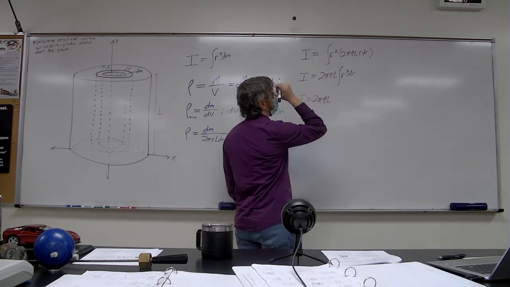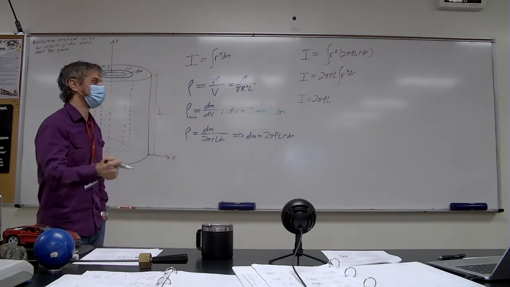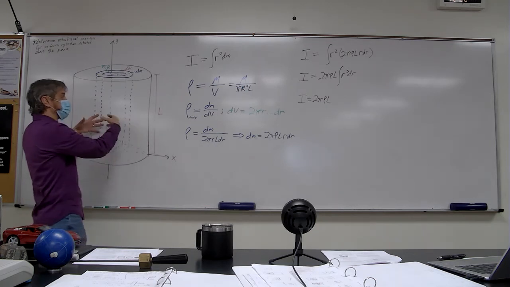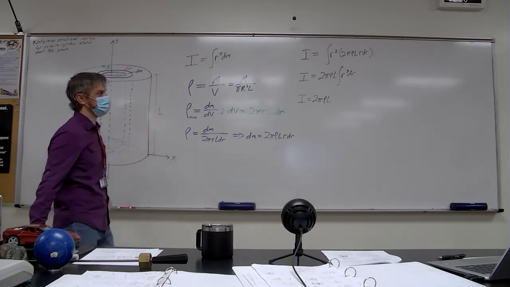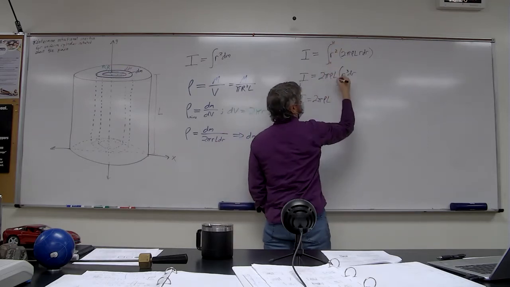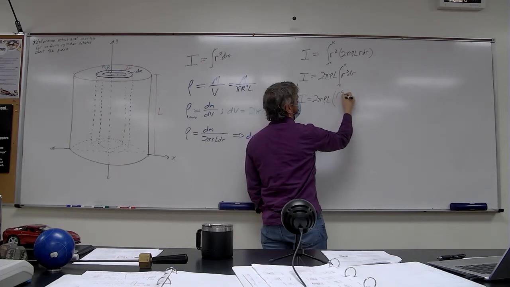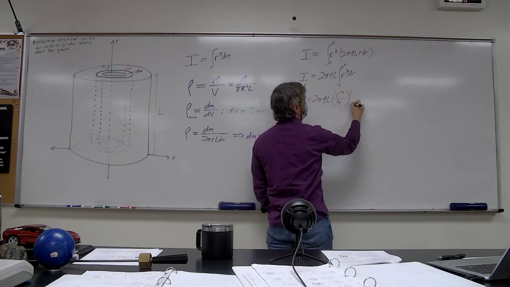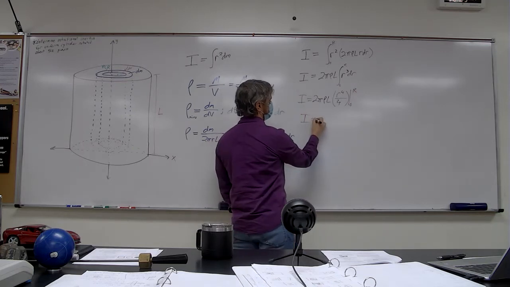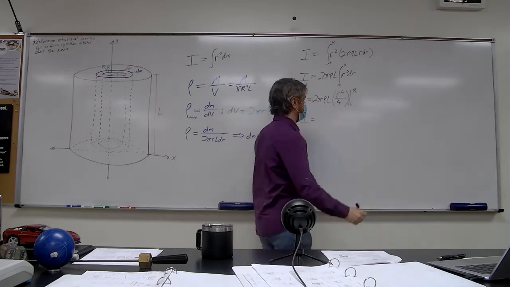What are my limits first of all? 0 to big R, right? I start from the center, and then r gets bigger for each representative cylindrical shell until I reach the outer edge, which has radius R, the radius of the actual cylinder. So it'll be r to the 4th over 4, evaluated from 0 to big R. Well, that's easy. It's going to be big R to the 4th over 4 minus 0 to the 4th over 4.